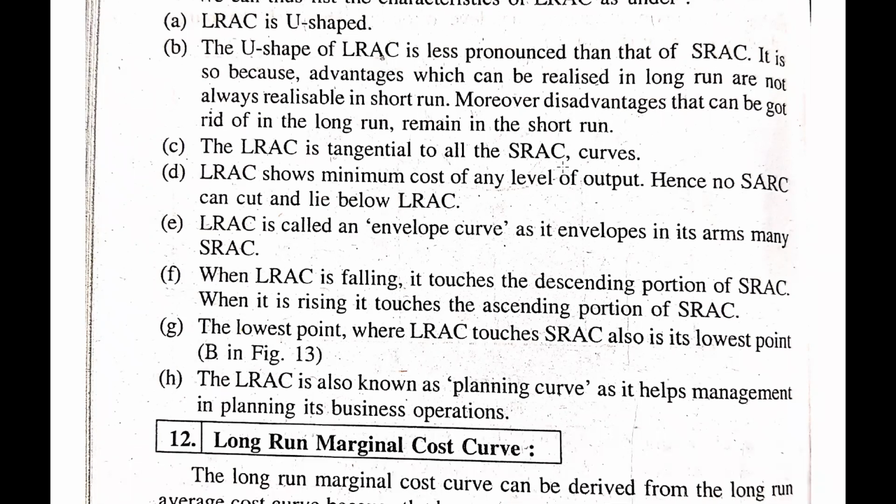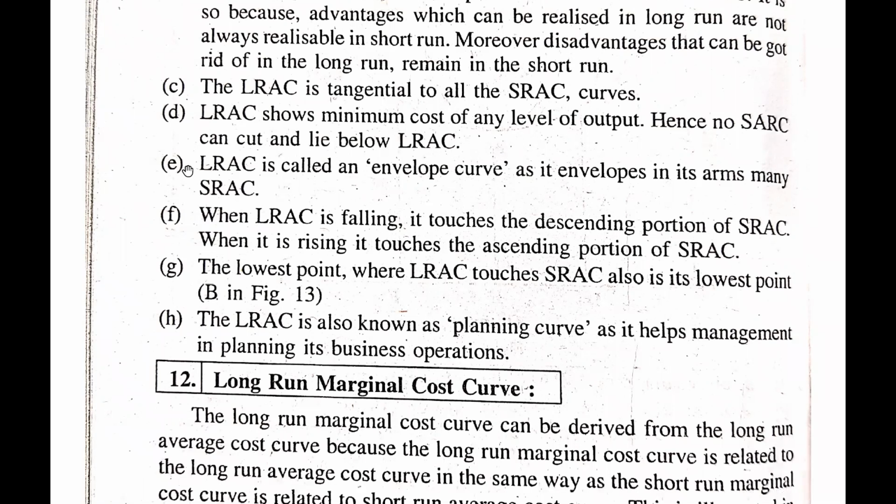Now the third characteristic that we are given here is that the long run average cost is tangential to all the short run average cost curves. Then long run average cost shows the minimum cost of any level of output. Hence, no short run average cost can cut the line below the long run average cost.